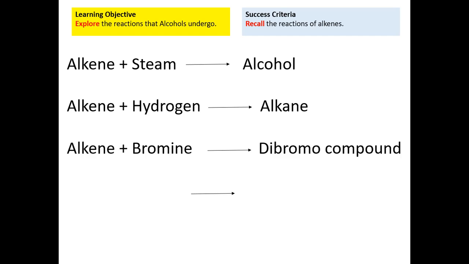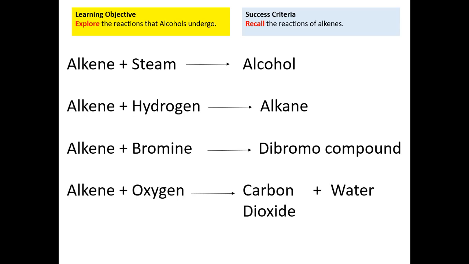So an alkene plus bromine will give you a dibromo compound. So it's a dibromoalkane. It joins on. So again, that double bond opens and the bromine attaches to each carbon either side of the double bond. And lastly, alkene plus oxygen.